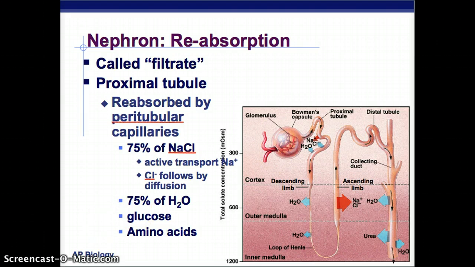So the things that are reabsorbed: 75% of the salt, the NaCl, is reabsorbed. The sodium is reabsorbed by active transport, and then chlorine follows by diffusion. So chlorine says, hey, I'll go too. All right, and 75% of the water is also reabsorbed through diffusion. Then also glucose and amino acids are reabsorbed by the capillaries. Everything else stays in the filtrate in the proximal tubule.